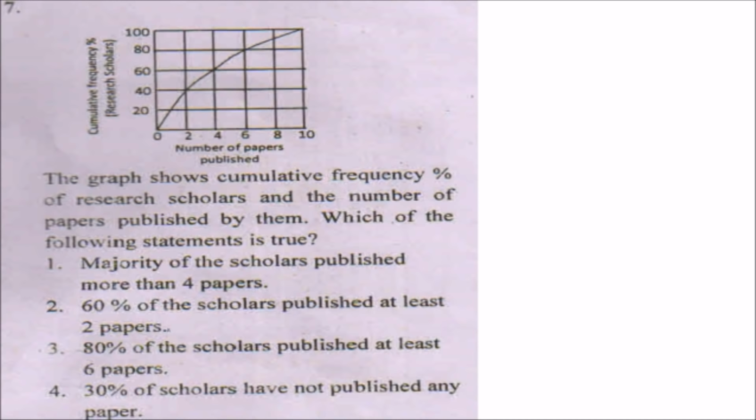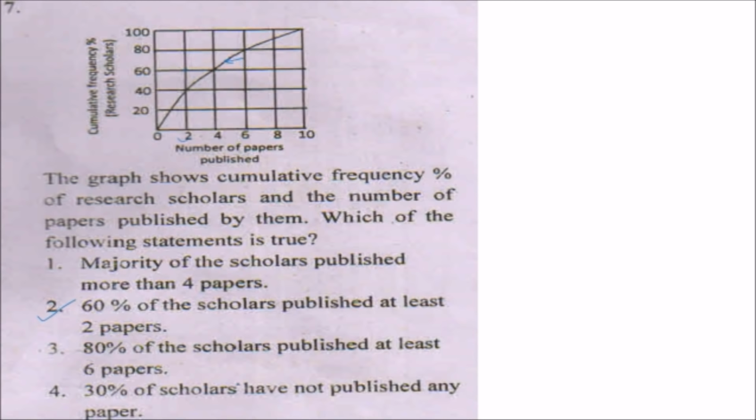The next statement: 60% of scholars published at least 2 papers. If you look at 60%, at least 2 papers means 2 papers or more. So 60% of scholars have published 2 papers or even more, and this statement looks right. The next statement: 80% of scholars published at least 6 papers. Moving to 80%, it is not at least 6 because 80% also includes those with fewer than 6 papers, so this statement is wrong.